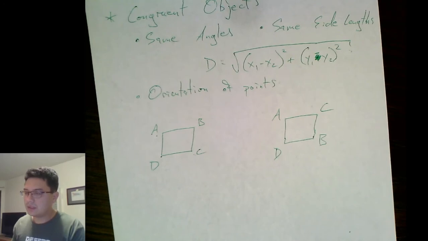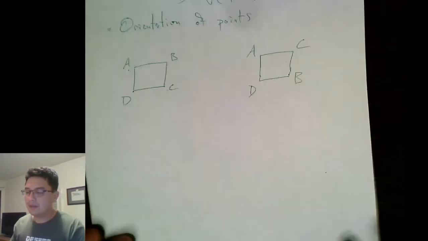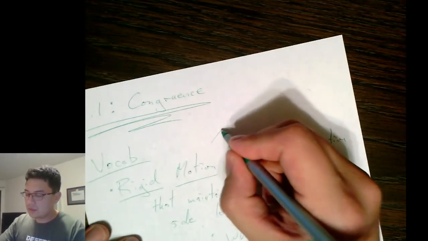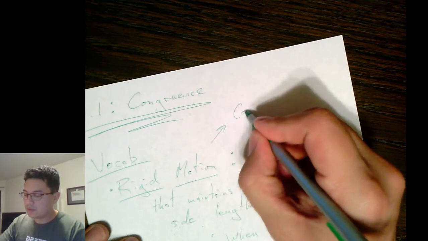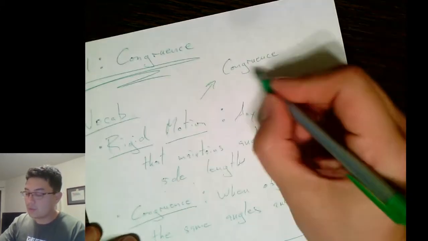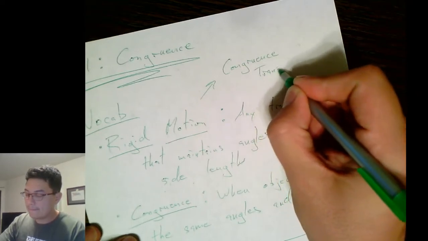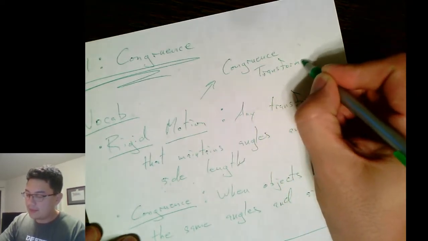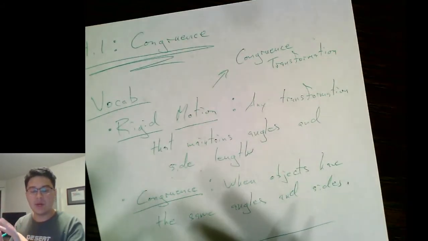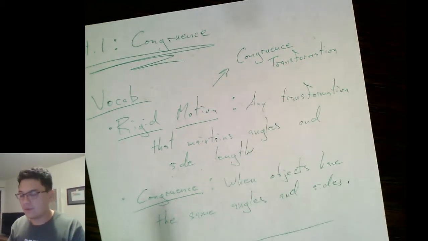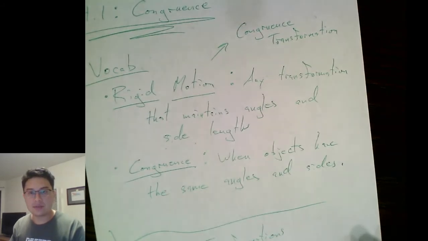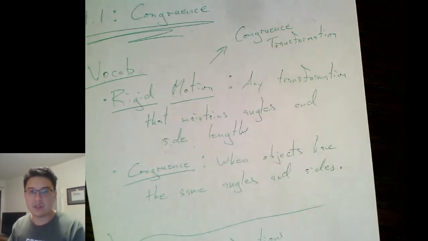Let's see, what else can I throw your way? That's pretty much it. Oh, one more piece of vocabulary you guys are going to see. Sometimes rigid motions are called a congruence transformation. You'll see this in the book assignment. It's called that because a rigid motion takes an object, manipulates it in some way, and orients it in a different way, but it maintains angles and side lengths, which is exactly what congruent objects are. So rigid motions are also sometimes called congruence transformations.